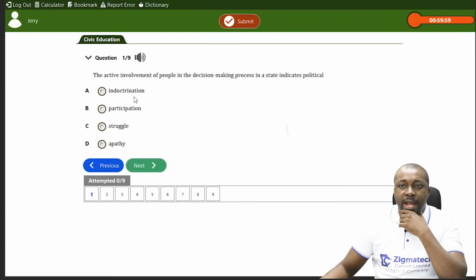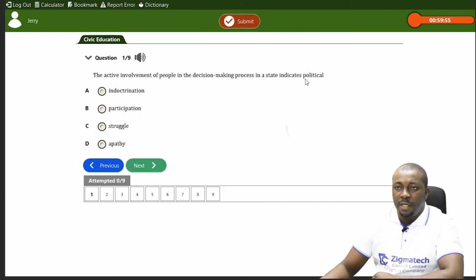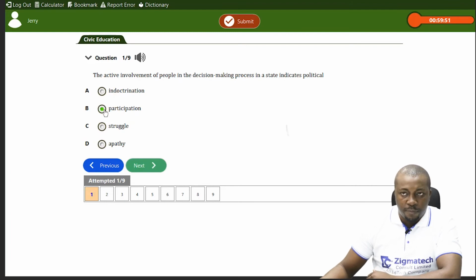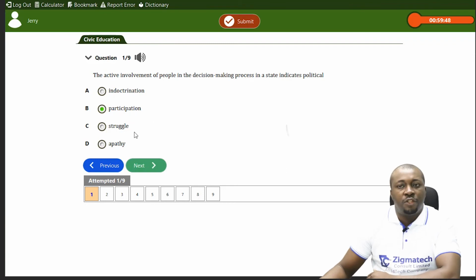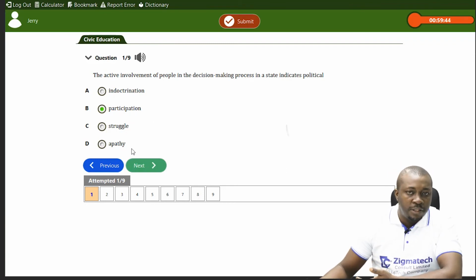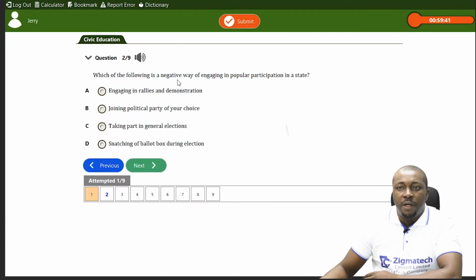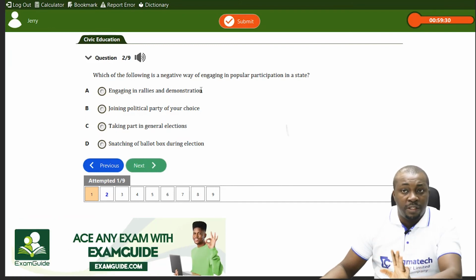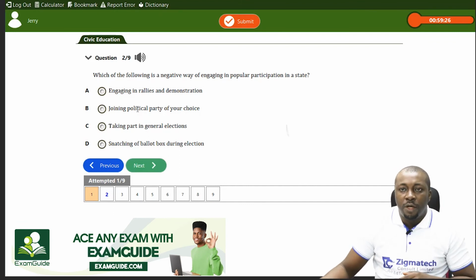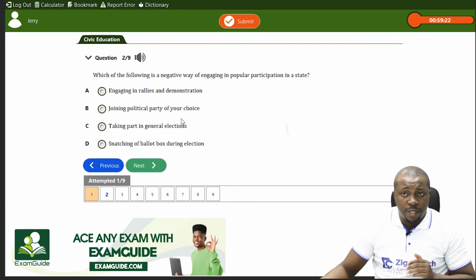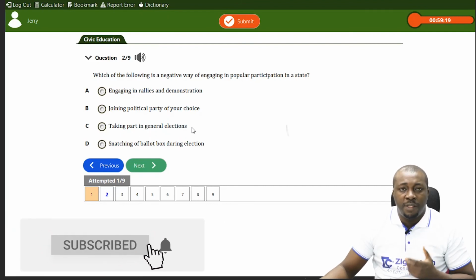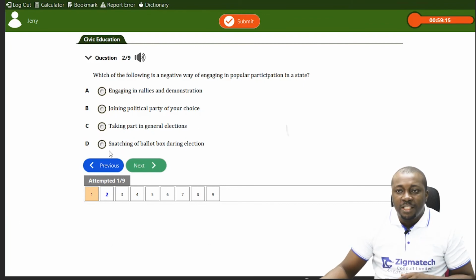Now we get started. The active involvement of people in the decision-making process in a state indicates, of course, political participation. It's not indoctrination, it's not struggle, it's not apathy. Political apathy is when they don't even show interest at all. Now, which of the following is a negative way of engaging in popular participation in a state? Engaging in rallies and demonstration is not negative, it's encouraged because you have to partake in rallies. Joining political parties of your choice, you have freedom of association, so there's no problem with that. Taking part in general election, you could be voting or contesting. Snatching of ballot box during election is a negative way of engaging in popular participation.